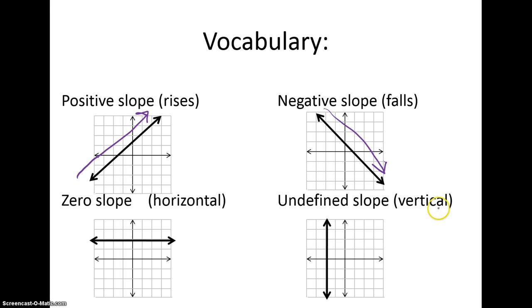I always told my Algebra 1 students that if you can walk on it, it has a slope. So you can walk up a hill, you can walk down a hill, you can walk along a flat surface, but we can't walk up a wall unless you're Spider-Man.